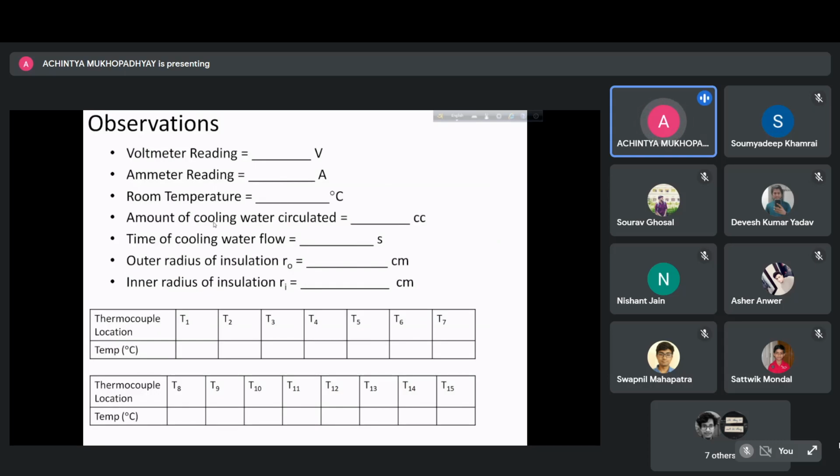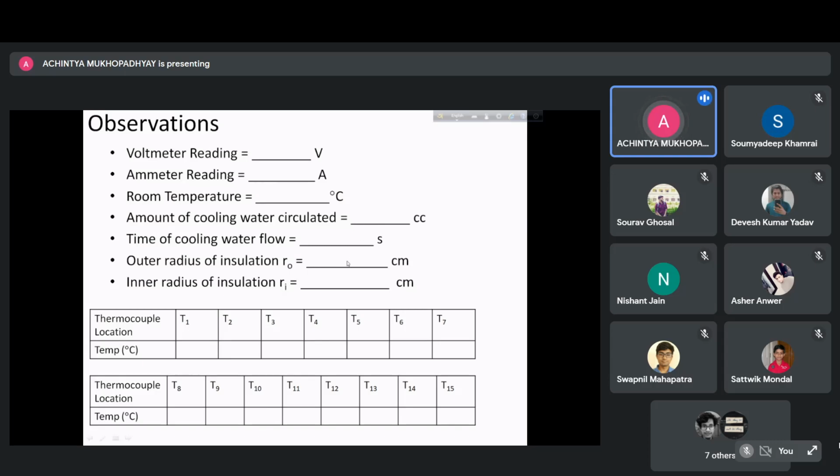So these are the observations: voltmeter reading, ammeter reading, and room temperature. The voltmeter reading and ammeter reading you will not be using here, unlike the other experiments, unless you want to do some kind of energy balance. Then the amount of cooling water circulated, Cc, and the time of cooling water flow. That means the time over which you have collected the water flow, that time is here, and the amount of water that is collected is here.